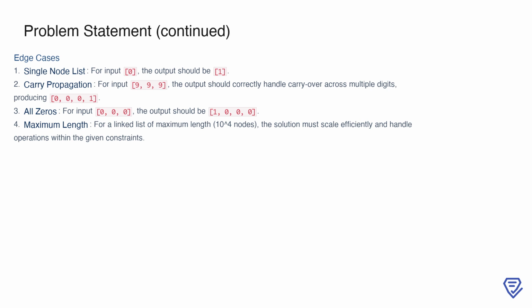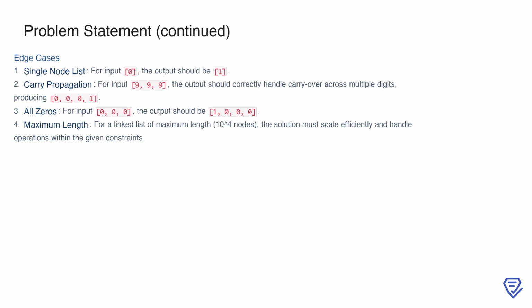There are a few edge cases you'll need to handle carefully. For a single node linked list, like 0, your solution should correctly output 1. Another important scenario is carry propagation. For example, when the input is 999, the solution must handle carrying over across multiple digits, producing 0001. Similarly, if the input contains all zeros, such as 000, the output should be 1000.